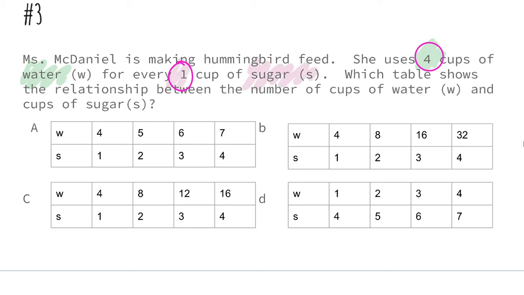So first off, let's make sure it says that, right? So water's on top, it needs to say 4. So all of these say 4 on top, except for D. That's wrong. So D is out, okay?